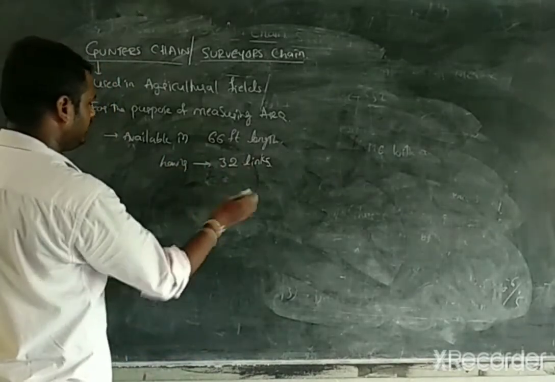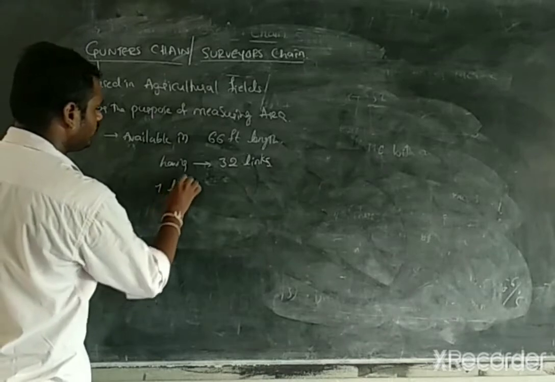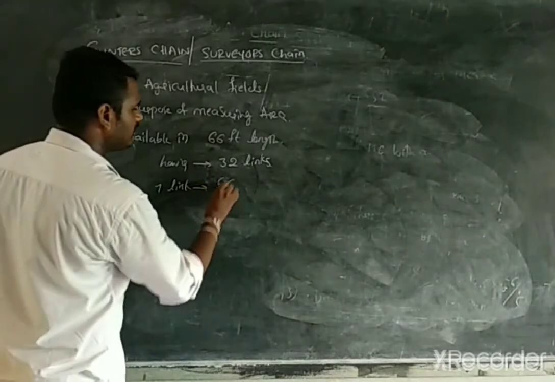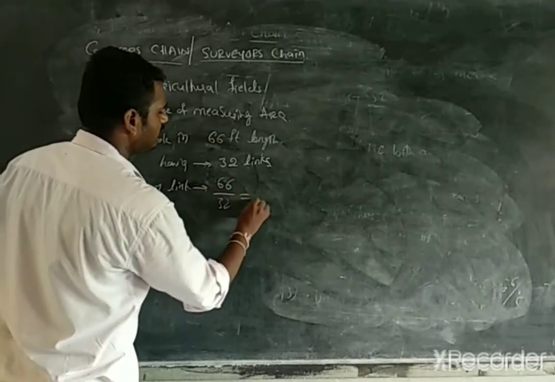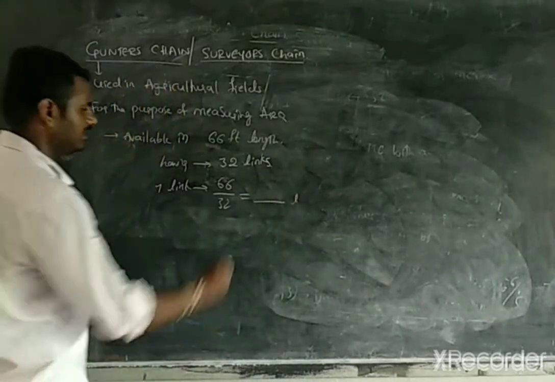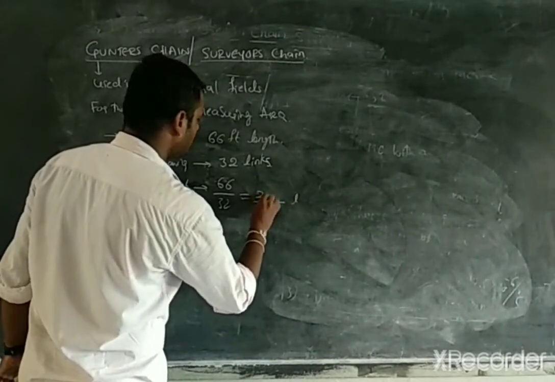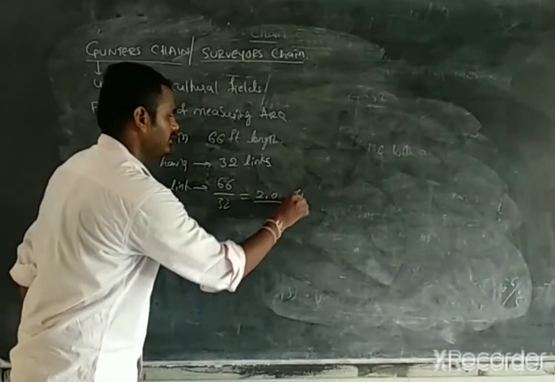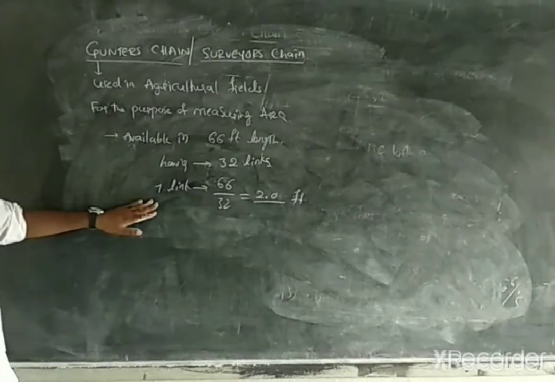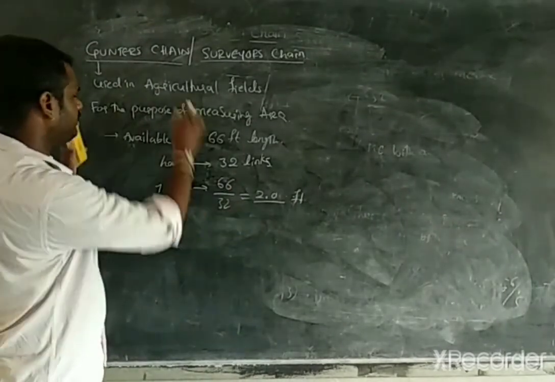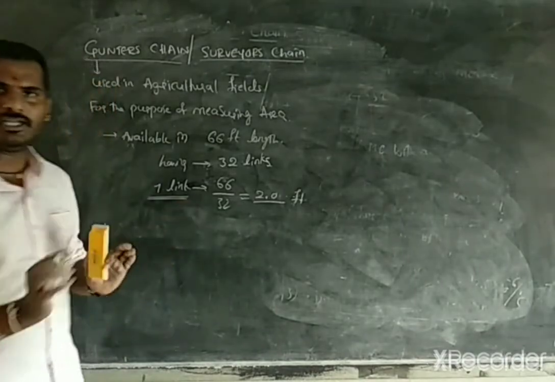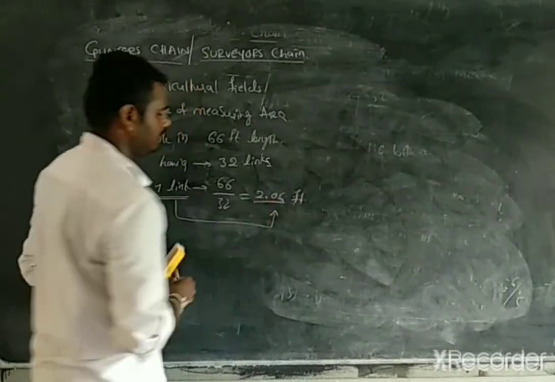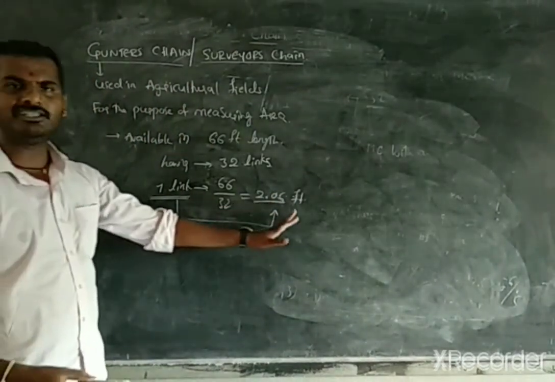So if you want to get each link length, one link is equal to total 66 feet we have. So 32 links. So each link will become 66 divided by 32. So therefore, you will get the length of each link. I think you will get 2.06 and so on feet. Okay. So this is the least count. The least count here, by using this particular length, one link is equal to its least count. So that one link is equal to 2.06 feet is the least count.